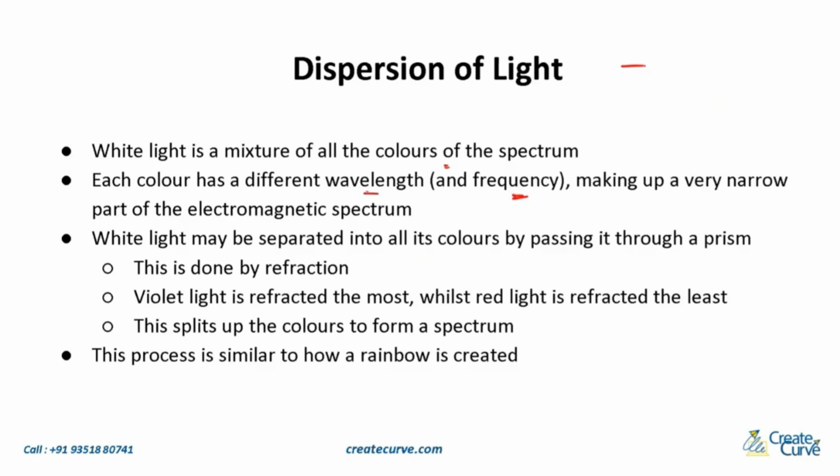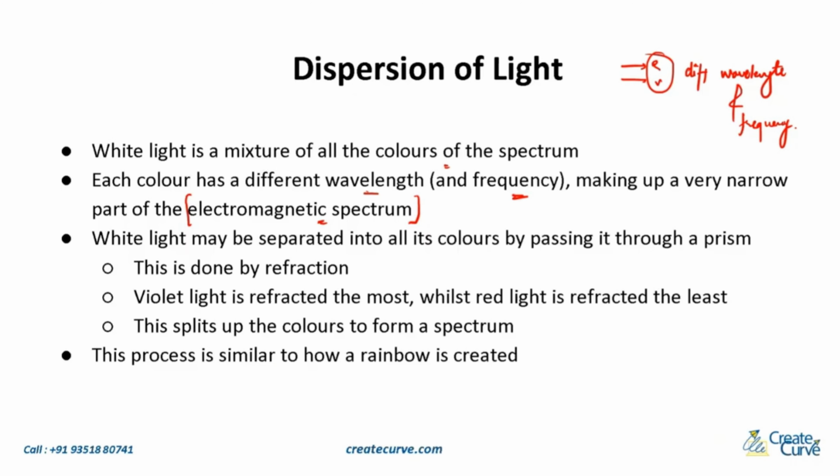So the colors which we are seeing, red to violet, all have different wavelengths and frequencies, making up a very narrow part of the electromagnetic spectrum. Since it is a part of the electromagnetic spectrum, we should know what exactly the electromagnetic spectrum is. And this red to violet is a very small range of it.